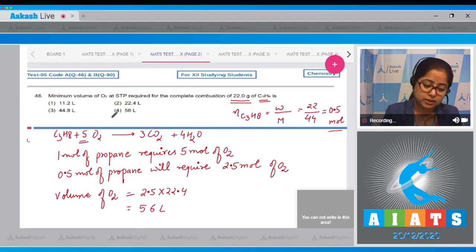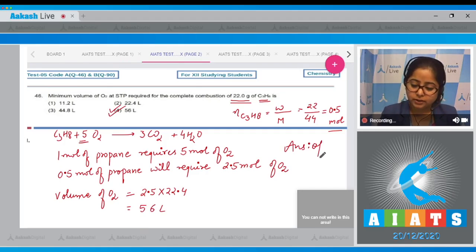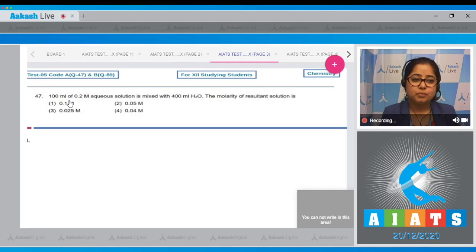That means the correct answer is option number 4. Here I'm writing the correct answer, option 4. Moving to the next question, students, which is question number 47. Let's read the question. 100 ml of 0.2 molar aqueous solution is mixed with 400 ml water. The molarity of the resultant solution is.